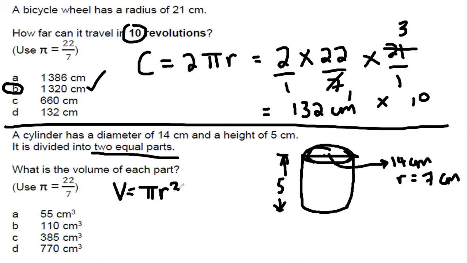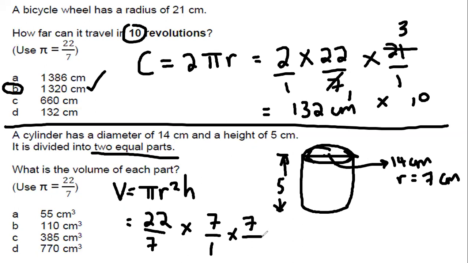Now the formula for finding the volume of a cylinder is pi r squared h. Pi is 22 over 7. The radius is 7, but the formula is 7 squared, and 7 squared is actually 7 times 7. And the height is what? 5. So class, we need to work this out and then divide the answer by 2.